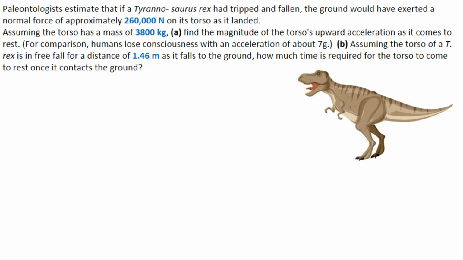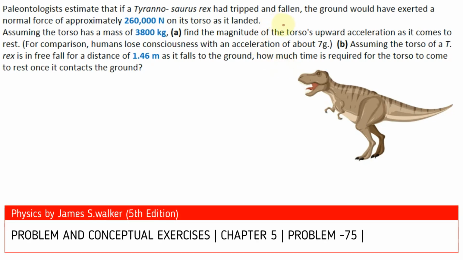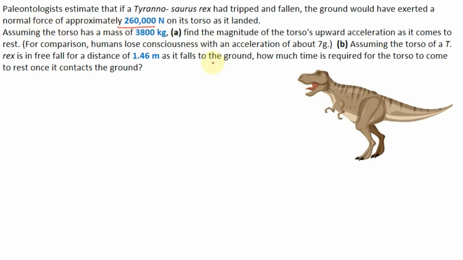Now it's a science fiction question. It says that if the Tyrannosaurus tripped and fell, the ground would have exerted a normal force of approximately 260,000 newtons on its torso as it landed, and the mass is approximately 3800 kg, given in the question. Now there are two parts that we need to solve. In the A part, we need to find the magnitude of the torso's upward acceleration as it comes to rest.